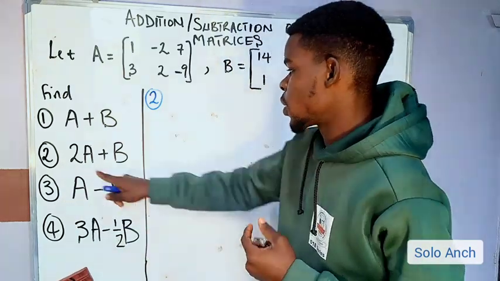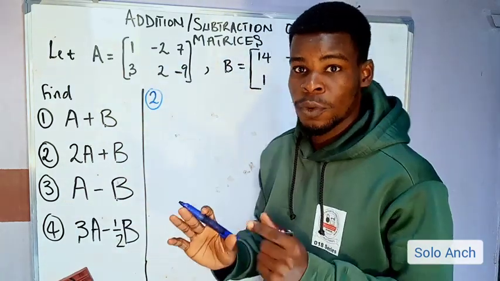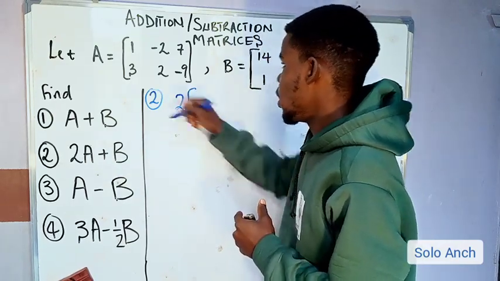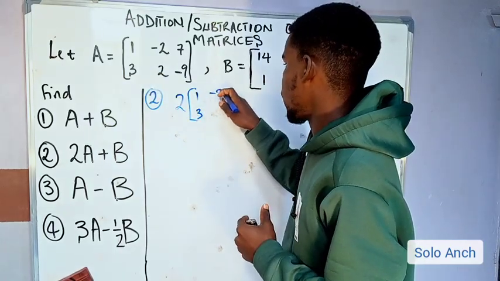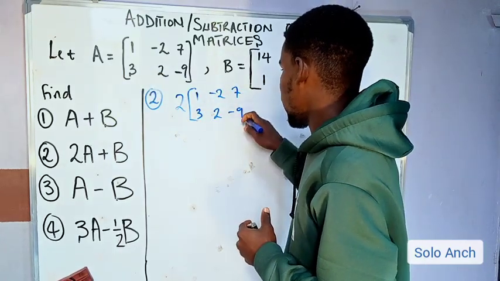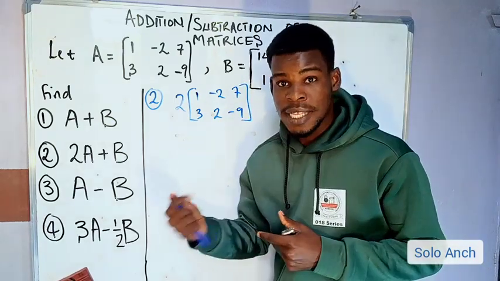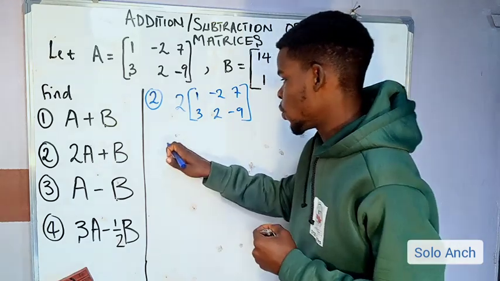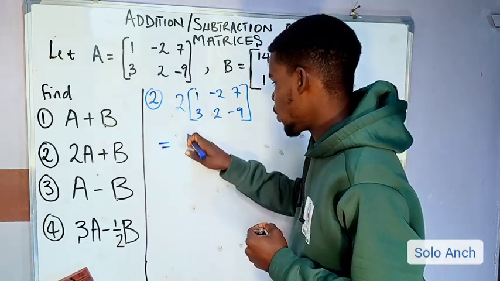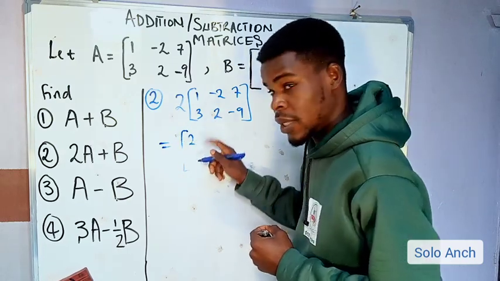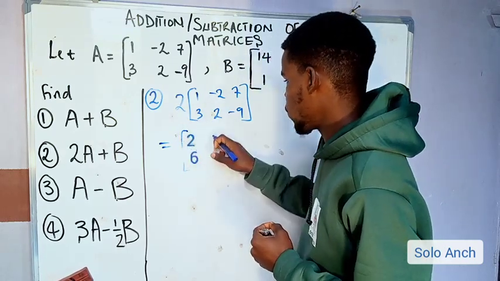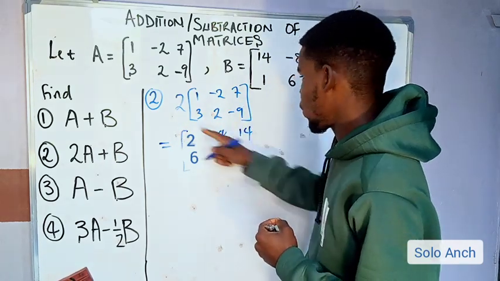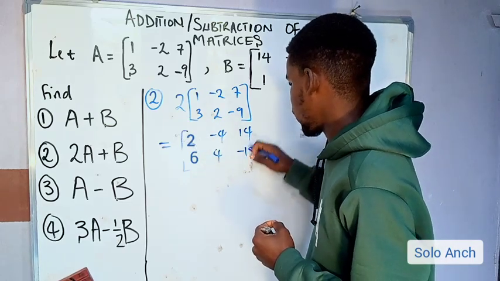To multiply matrix A by 2, we want to multiply a constant by a matrix, that is 2 times matrix A. Let me put the matrix A: 1, 3, -2, 7, 2, and -9. You multiply that constant with every element, or every entry, in the matrix. So 2 times 1 is 2. 2 times 3 is 6. 2 times -2 is -4. 2 times 7 is 14, and then 2 times -9 will be -18, because 2 times 9 is 18.